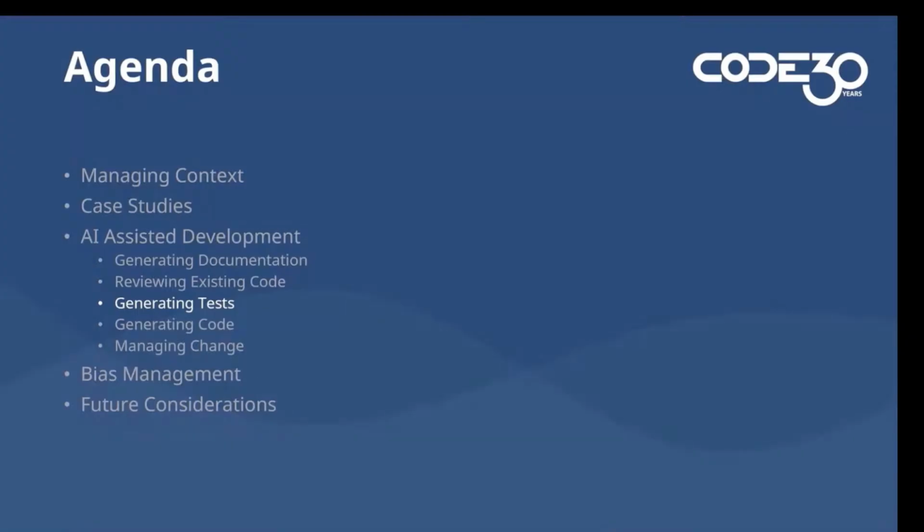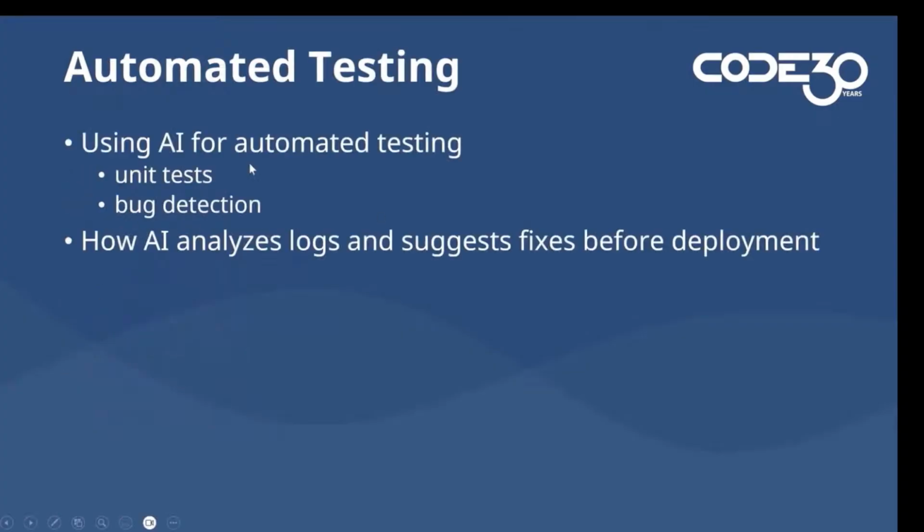All right, so let's just talk about generating tests. In this section, what we're going to be doing is using AI for automating some testing and bug detection. So I'll first start off with generating some unit tests, and then we'll talk about using AI for bug detection. Then I'll finish up with a little talk about how AI analyzes logs. So let's switch over to code.